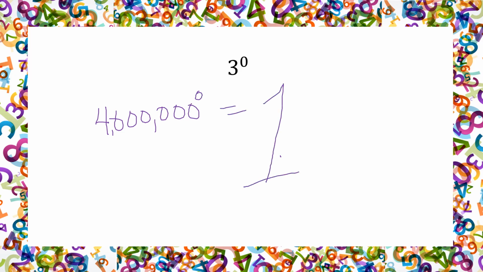3 to the 0, anything to the 0 power. 4 million to the 0 power, no matter what it is, will always equal 1. No matter what number you raise to the 0 power, it could be 4 million, it could be negative 3,247. If it's raised to the 0 power, it is always 1.